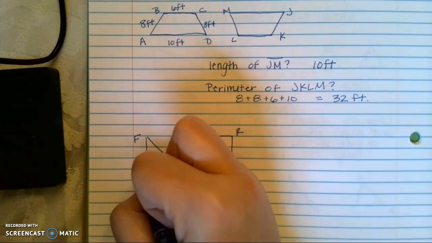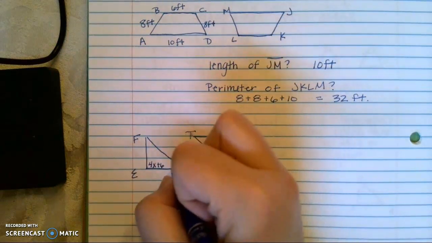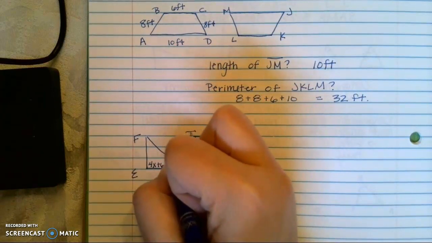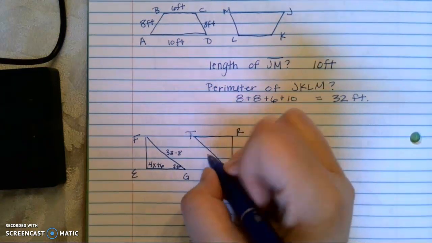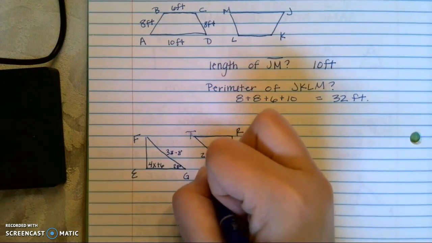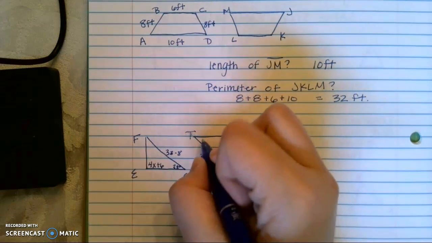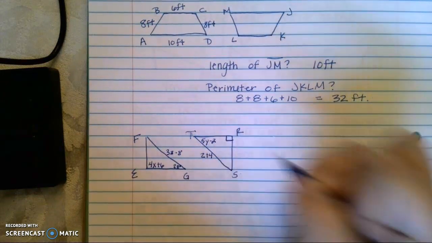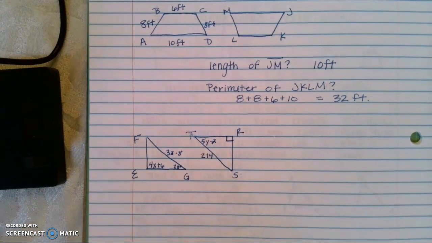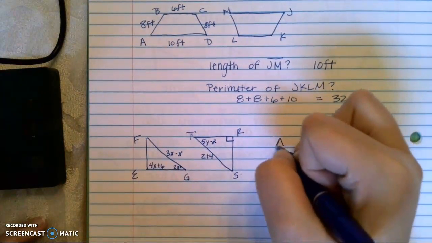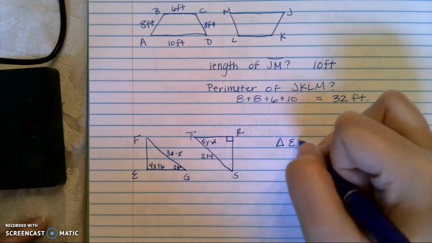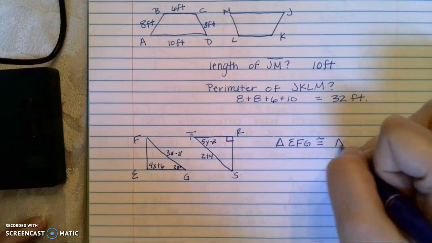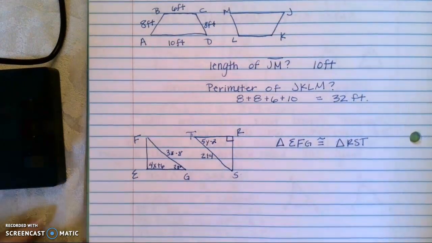This one is 4x plus 6. This one's 28 degrees. And 3z minus 8. And z plus 4 over here. 5y minus 2. And this is just a square in the corner. And I'm telling you a couple of things. I'm letting you know that triangle EFG is congruent to triangle RST.